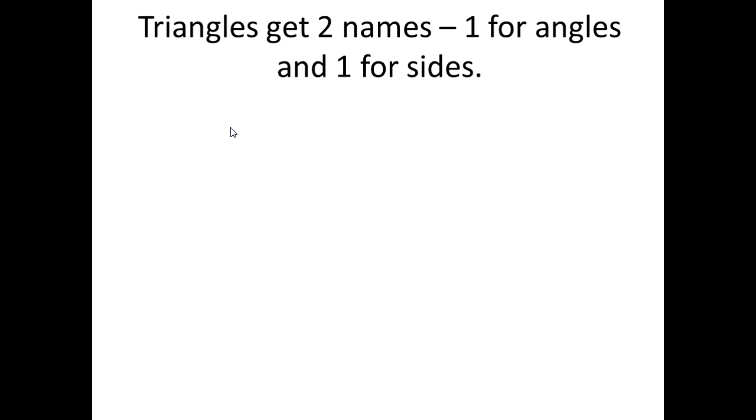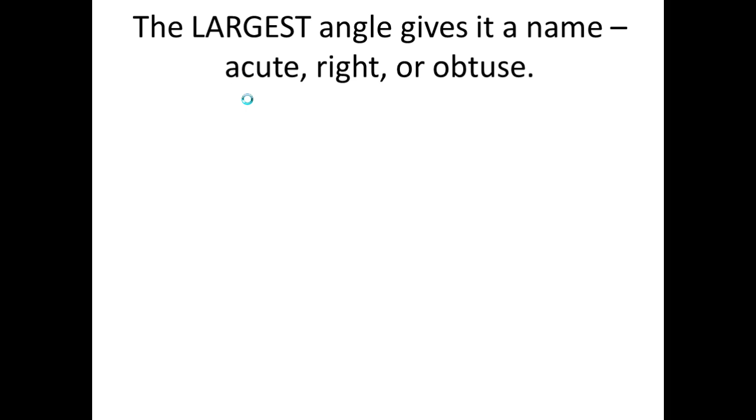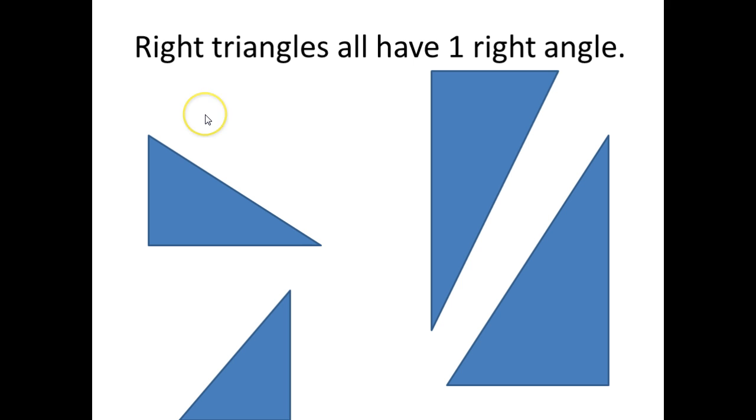Triangles get two names. They're named for their angles, always going by the longest side. And then the second name is going to be for its sides. So the largest angle gives it its name. We've used these before: acute, right, and obtuse.